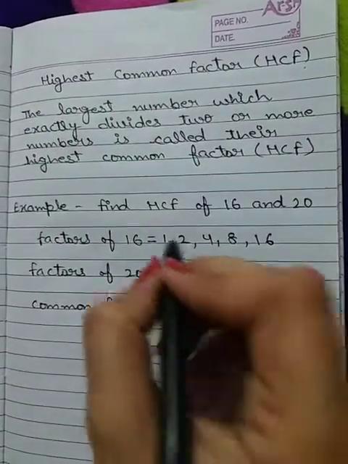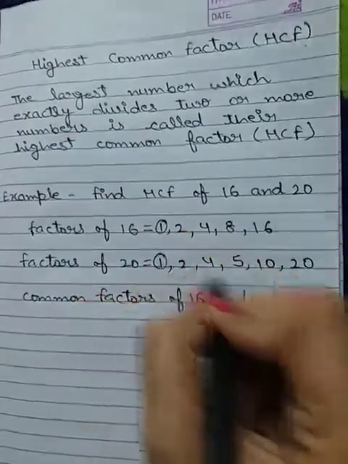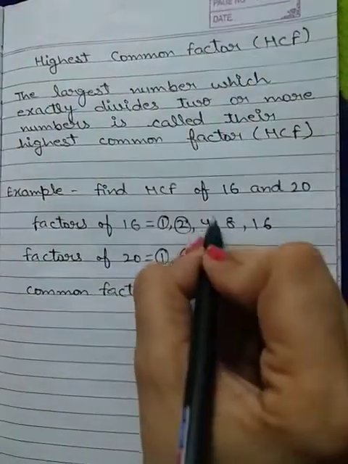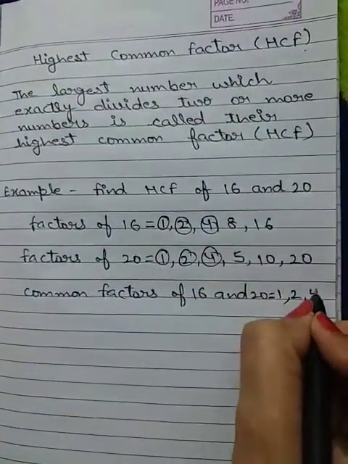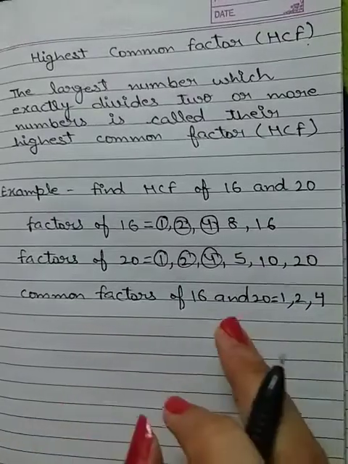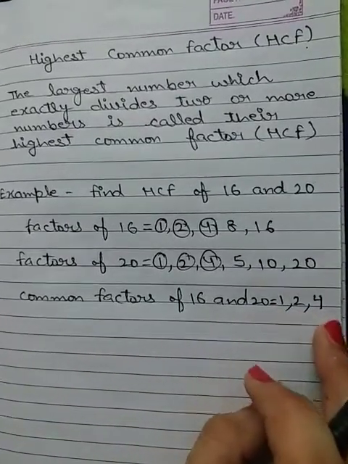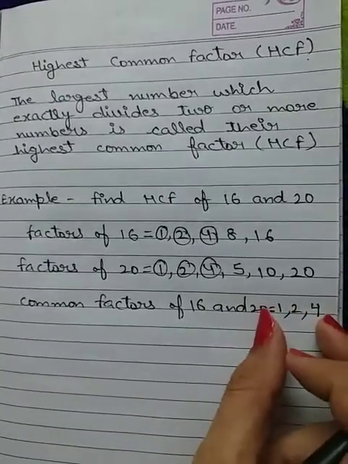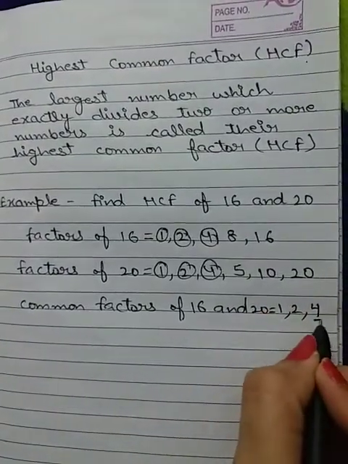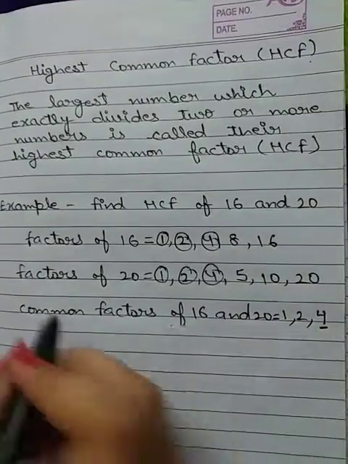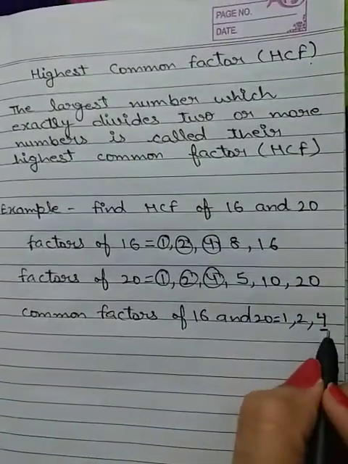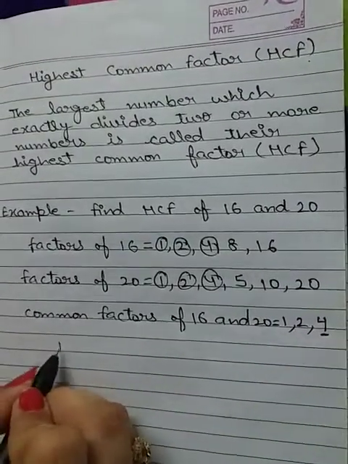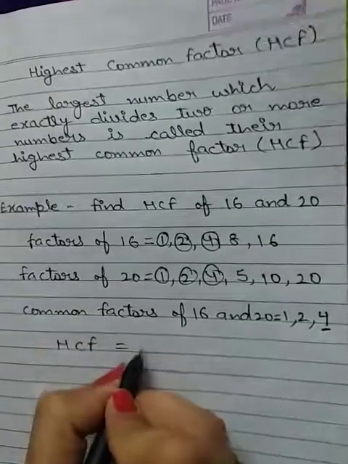Between 16 and 20, 1 is common, 2 is common, and 4 is common. So 1, 2, 4 are the common factors between 16 and 20. Out of these three factors, 4 is the largest factor. So we say that 4 is the highest common factor of 16 and 20. So HCF, the highest common factor, is 4.